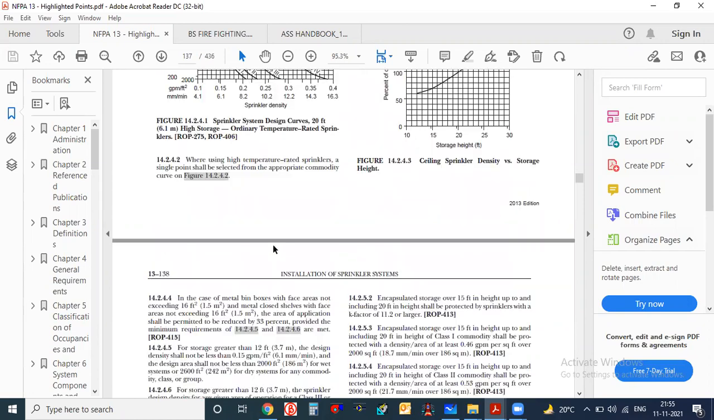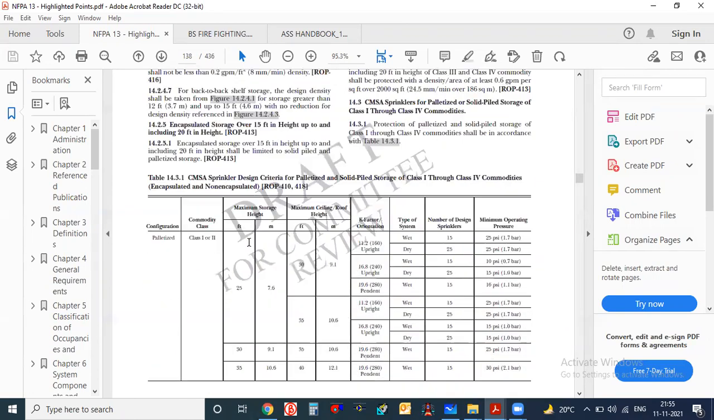So many things are given here. I'm just focused on this table only: CMSA sprinkler for palletized and solid piled storage of class 1 through class 4. Again, they have given the same category, palletized, as the configuration. Here they have given commodity class 1 to 2, maximum storage height, maximum ceiling height, K factor, type of system, number of sprinklers, minimum operating pressure.